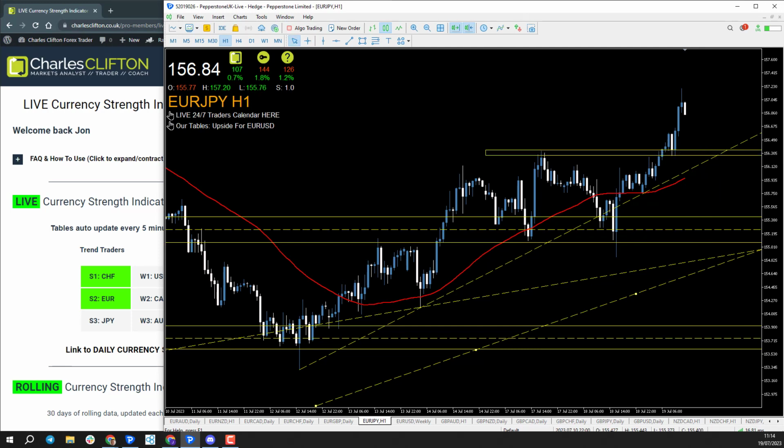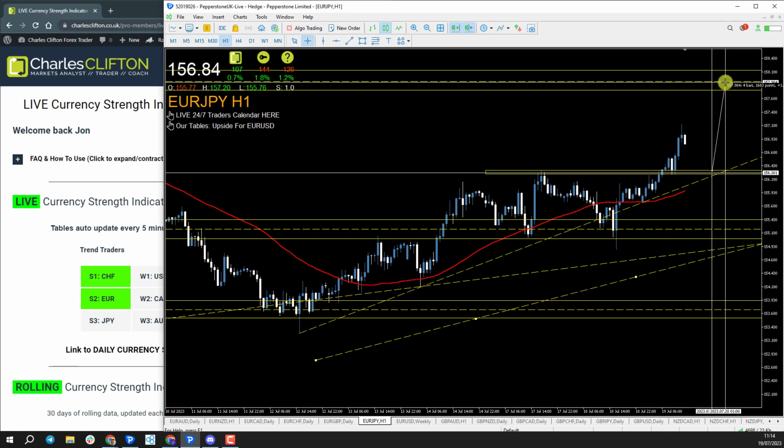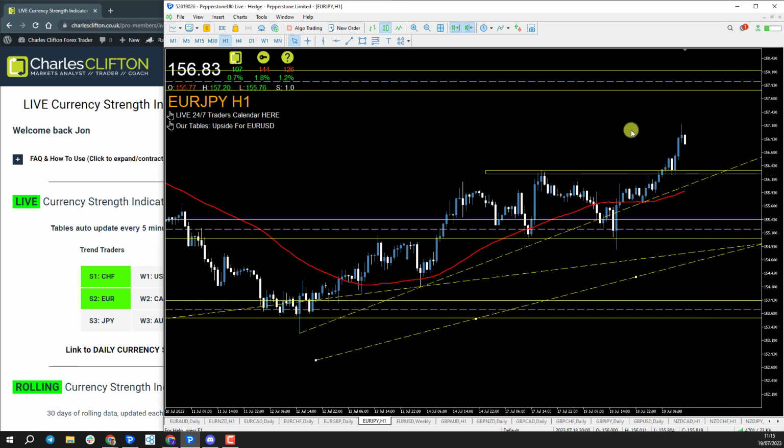What would be nice is if we had the 50 moving average to help that. So if we had the 50 rolling through this area, we've got a 3-step confluence at that 156.30, which could be the area where price continues to move to the upside from. So 156.30 is the one to watch here for Euro Yen. I'm going to be looking to see if we can get an entry here for a move up to that 158 handle.